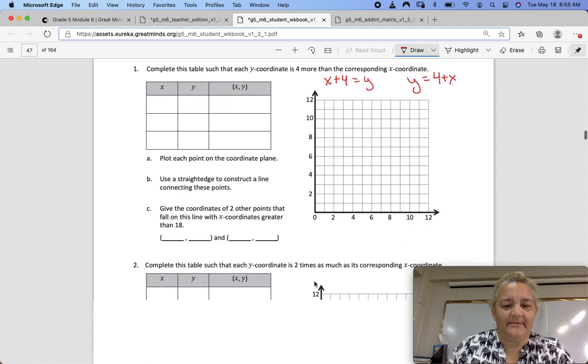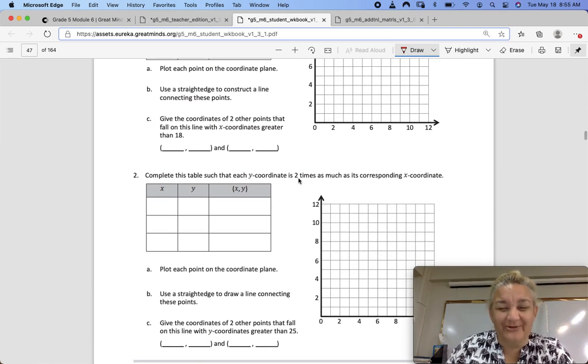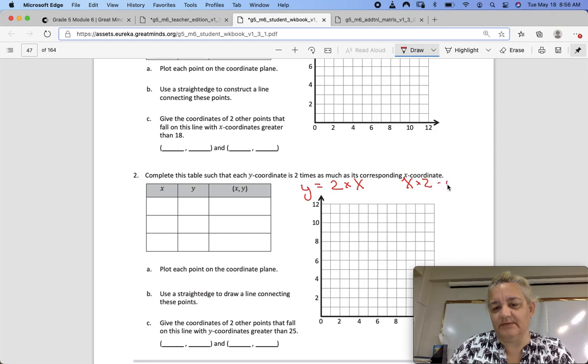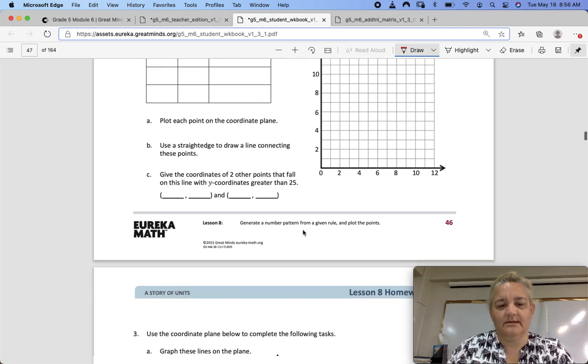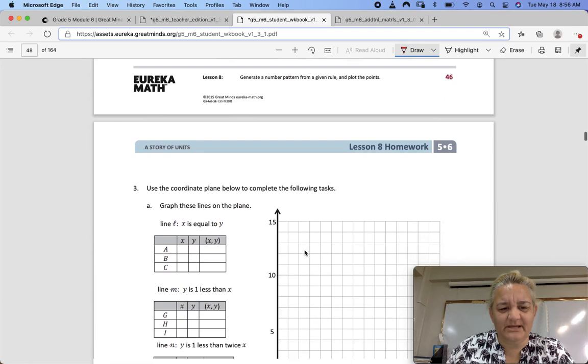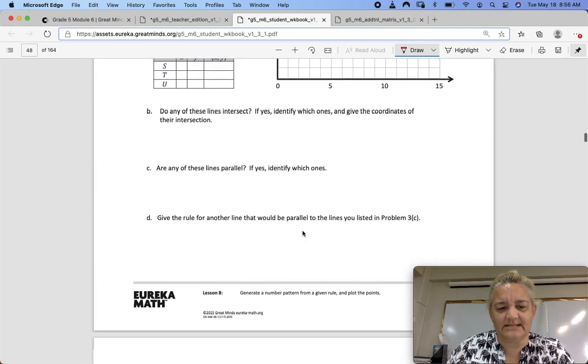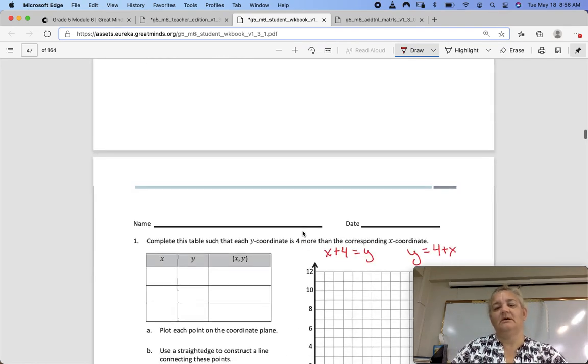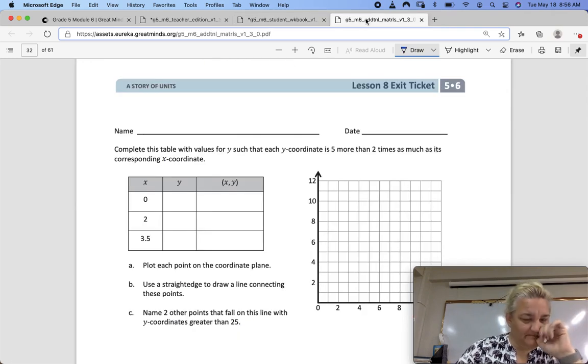How about down here? The y-coordinate is 2 times as much as its corresponding x-coordinate. So y equals 2 times x, or x times 2 equals y. Okay. And number 3, okay, it doesn't ask you for the rule. Okay. All right, and then your exit ticket, please read carefully.